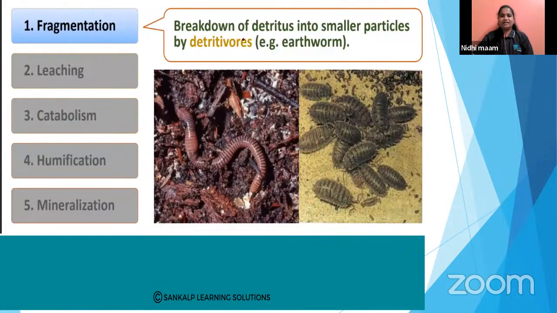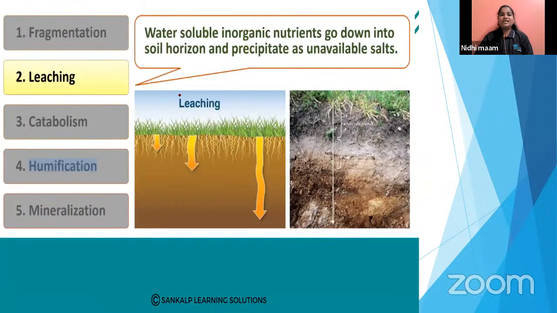Fragmentation. Here you can see an insect has died, an earthworm. Breakdown of detritus into smaller particles. So here, breakdown of particles or a dead organism into smaller particles is called what? Fragmentation. Next we have leaching.